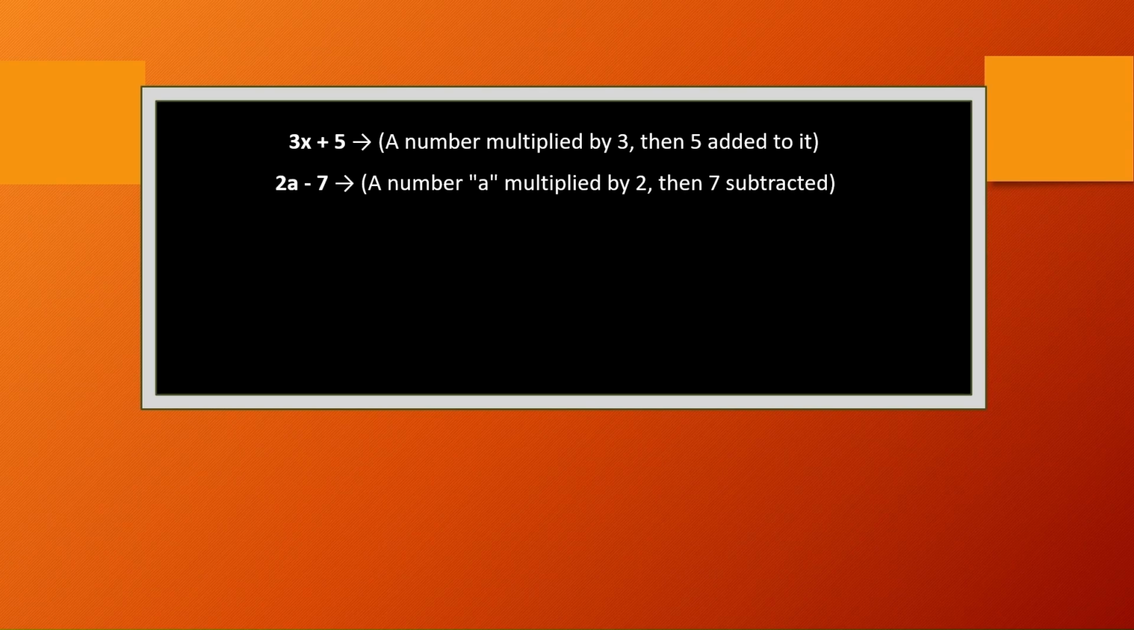Now here are a few more examples of algebraic expressions. 3x plus 5. Here a number is multiplied by 3 and then 5 is added to it. 2a minus 7. A number a is multiplied by 2 and then 7 is subtracted from it. 5 times y plus 2. A number y is increased by 2 and then multiplied by 5.